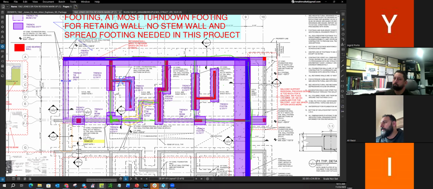I'm looking at the architectural plans, and where it says trench tie beam 2x2.